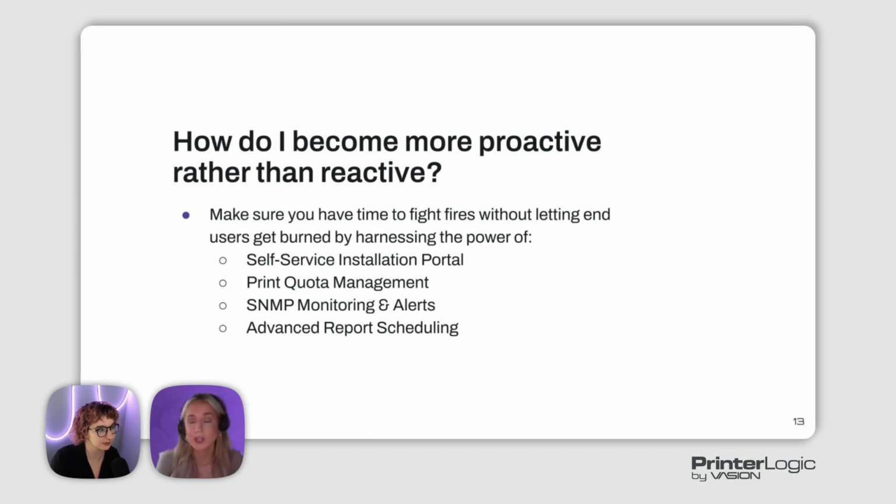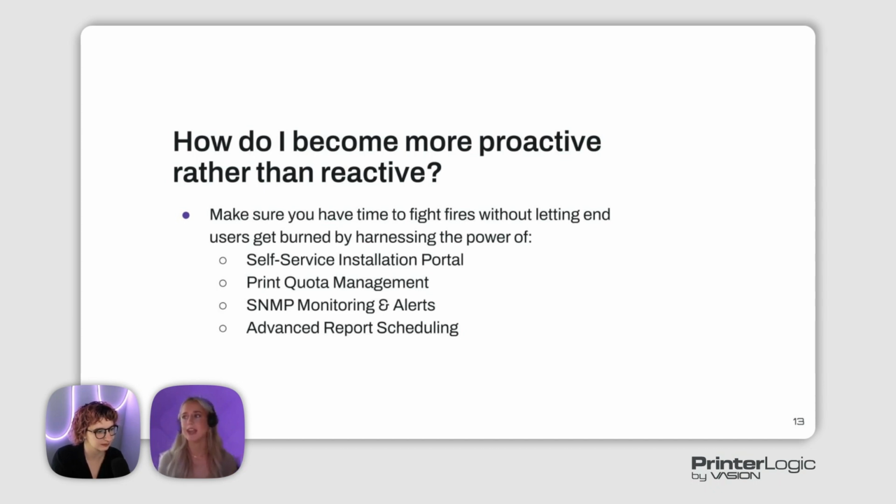Of course, yeah. So we talked about the self-service portal where your end users can manually install printers. But not only that, PrinterLogic also offers quota management. Within this quota management functionality, the administrators are able to set a threshold on their end users based off volume or price, so your end users can't print past that particular threshold. We also did talk about SNMP monitoring alerts, where you can set up SNMP monitoring in your environment and receive alerts based off of that information.